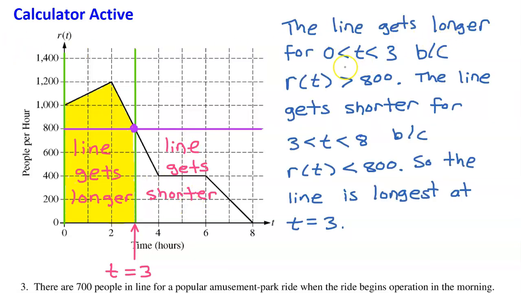The line gets longer for values of t between 0 and 3 because r of t is greater than 800. The line gets shorter for values of t between 3 and 8 because r of t is less than 800. So, the line is longest at t equals 3.